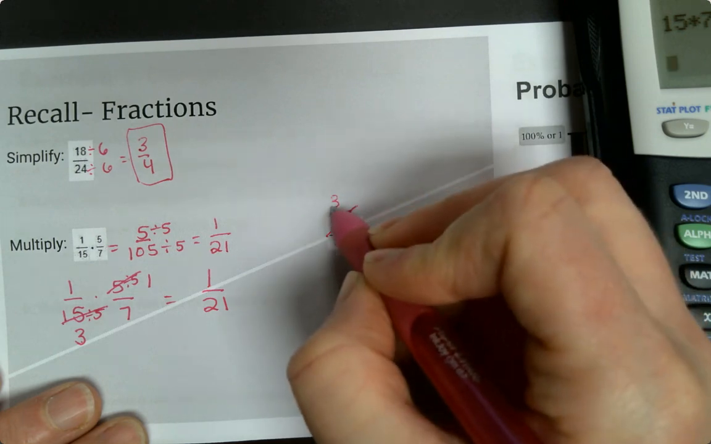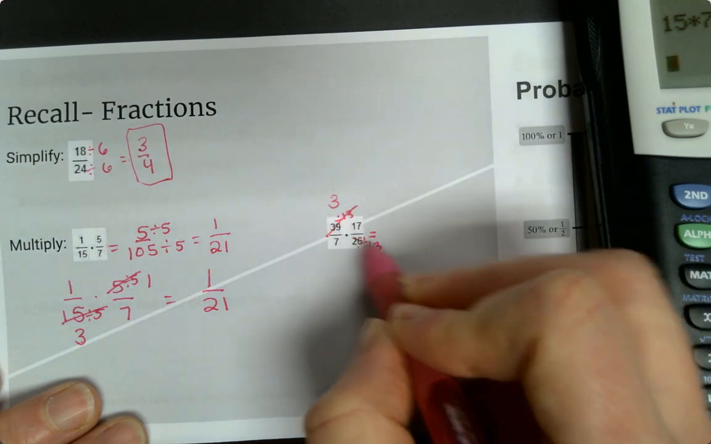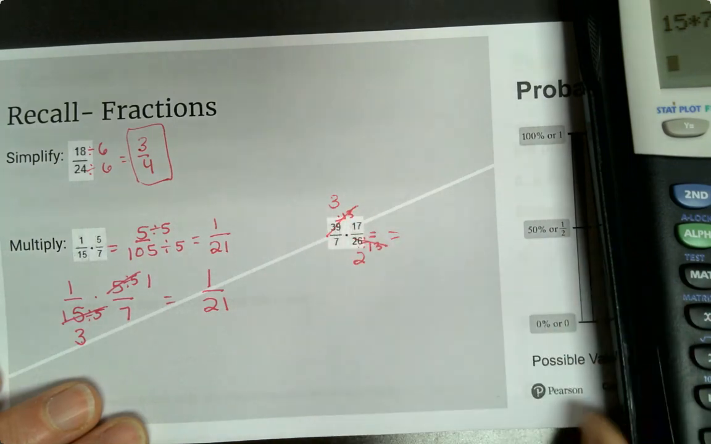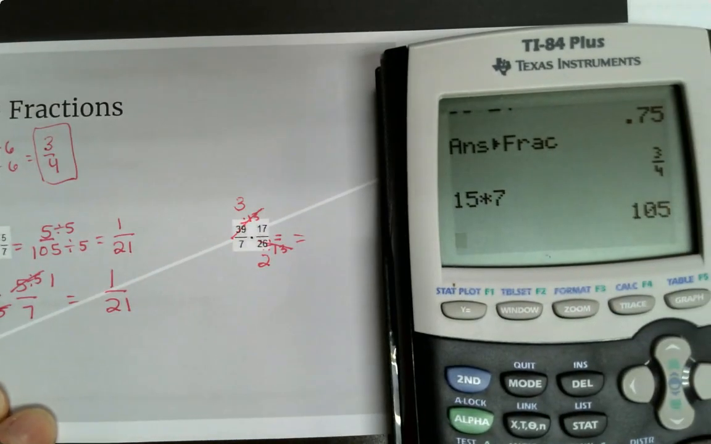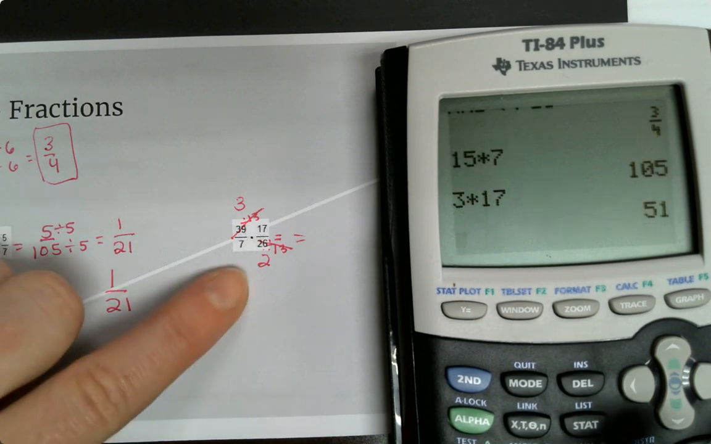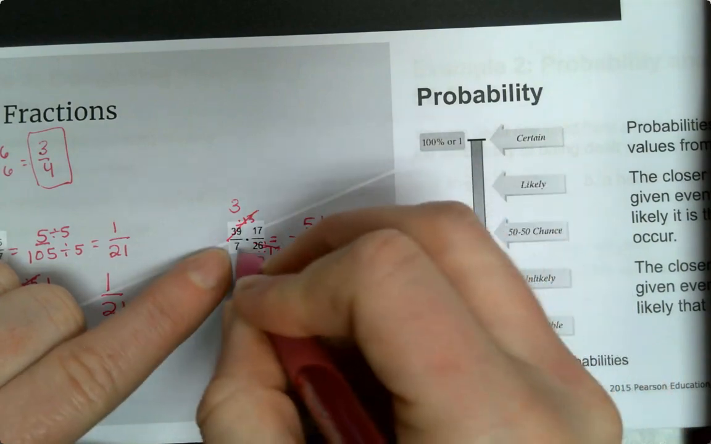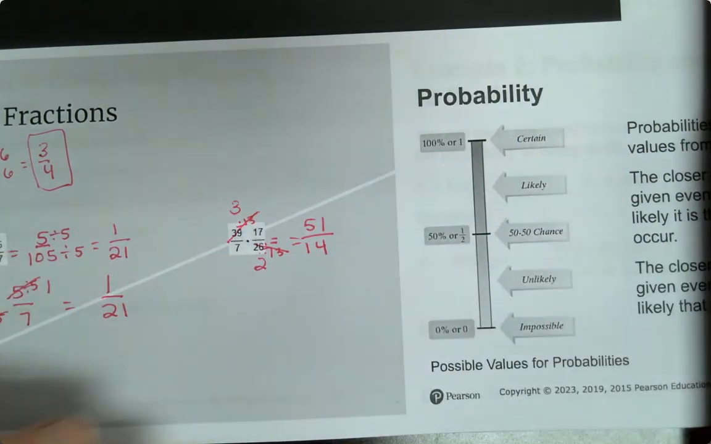39 divided by 13 is 3. 26 divided by 13 is 2. So now we just have to multiply 3 times 17. So that's a lot smaller of a number to deal with. And then, so it's 51. And then 7 times 2 is 14.